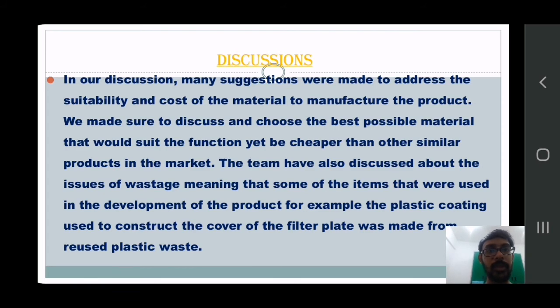In our discussion, many suggestions were made to address the suitability and cost of the material to manufacture the product. We made sure to discuss and choose the best possible material that would suit the function. It will be cheaper than other similar products in the market.